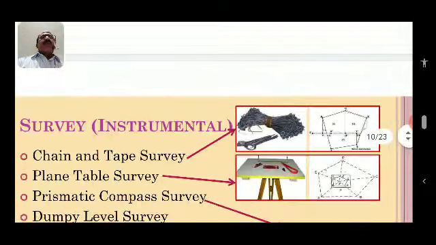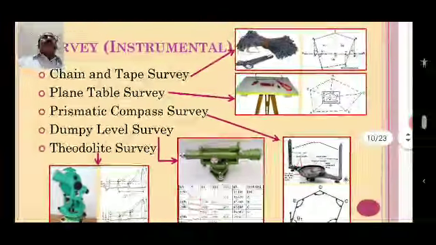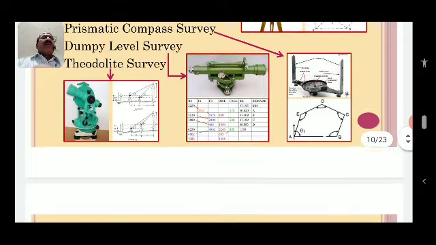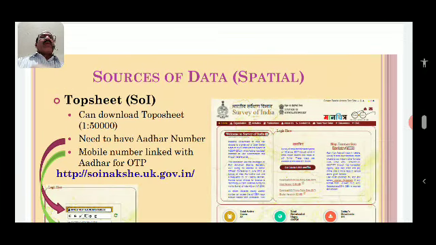So likewise you have the plane table survey, then you have prismatic compass survey, dumpy level survey, theodolite survey. All these are basically used to generate spatial data, but the demerit is that it has no lat long. So you can only have a scale but not the orientation or the direction, north direction, or say orientation simply.